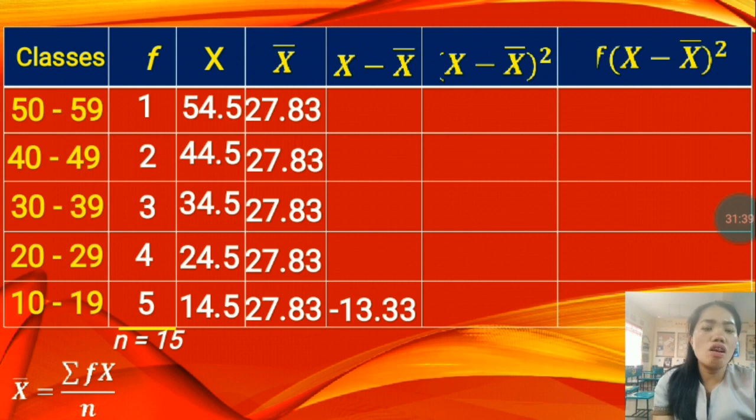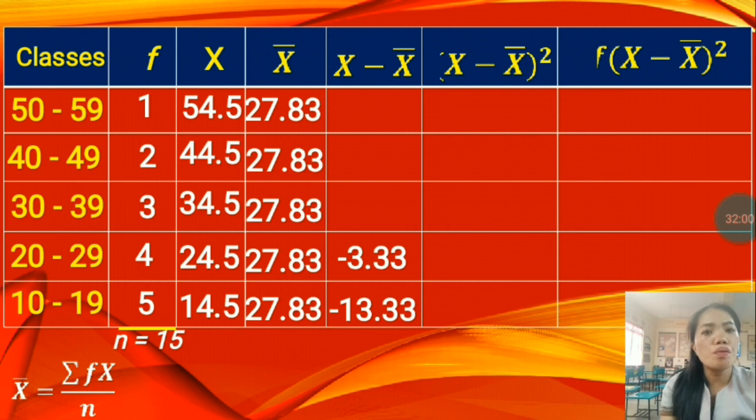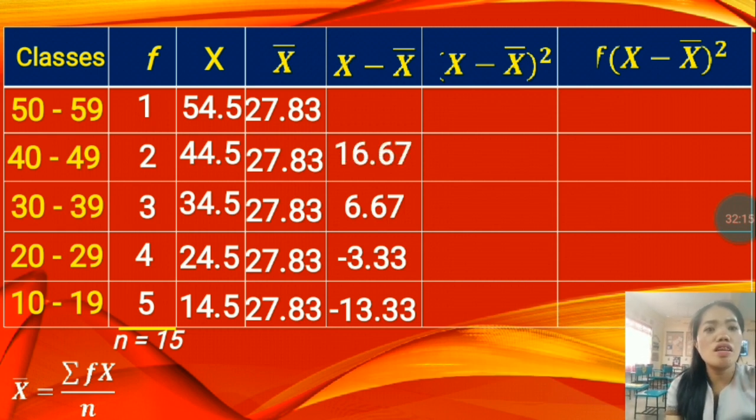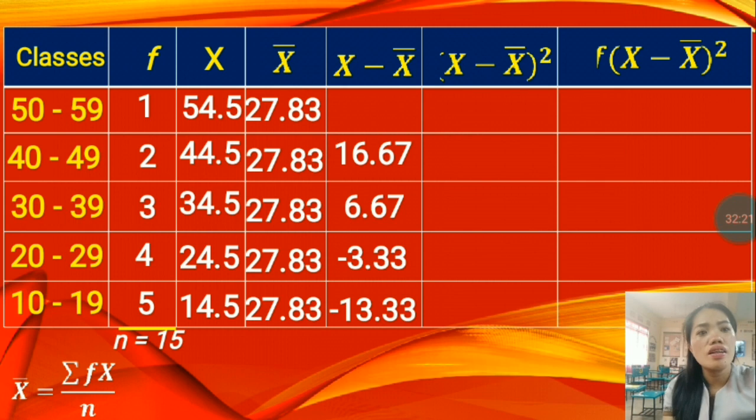Now let's proceed to the next column. You have your class mark minus the sample mean. So you have 14.5 minus 27.83. That gives us negative 13.33. Then you have 24.5 minus 27.83. That is negative 3.33. Next is 34.5 minus 27.83. That gives us 6.67. Then we have 44.5 minus 27.83. That gives us 16.67. Then 54.5 minus 27.83. That gives us 26.67.